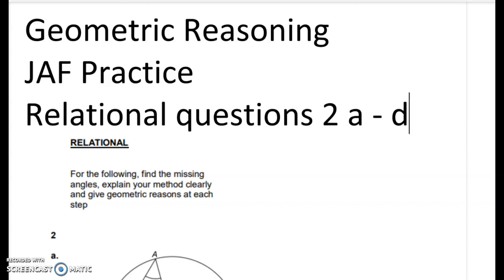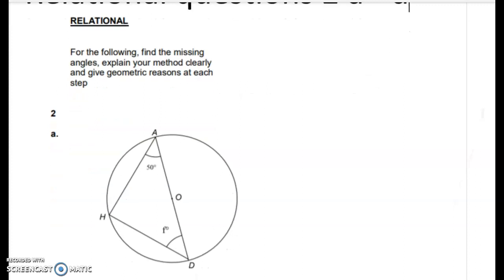Kia ora, Year 10. Here are the first 4 relational questions from the JAF practice worksheet. These are all a mix of circle geometry and triangle problems and parallel line stuff. I'm going to save the polygons until later on this week. Okay, so here's the first one.